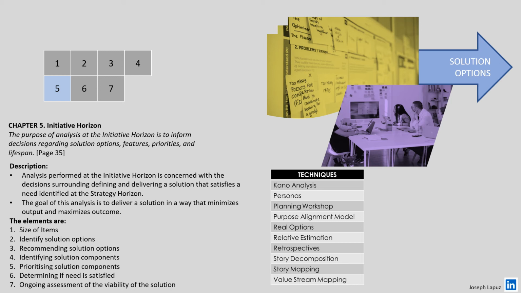The elements are 1. Size of items. 2. Identify solution options. 3. Recommending solution options. 4. Identifying solution components. 5. Prioritizing solution components. 6. Determining if need is satisfied. And lastly, 7. Ongoing assessment of the viability of the solution.